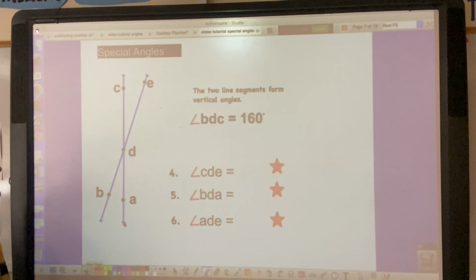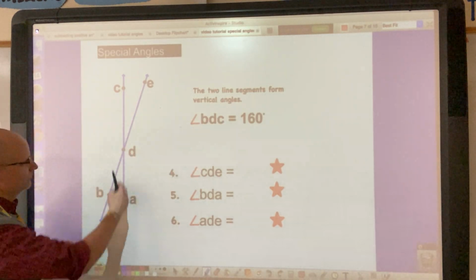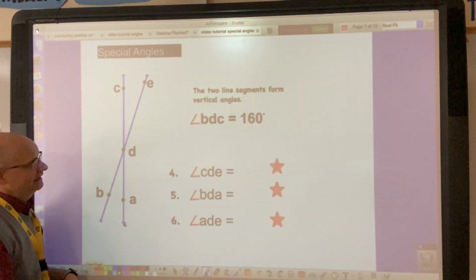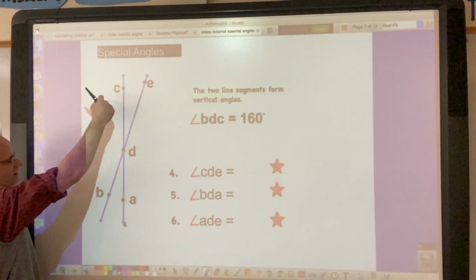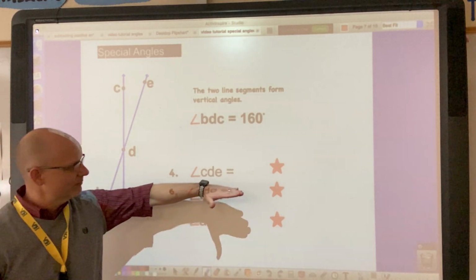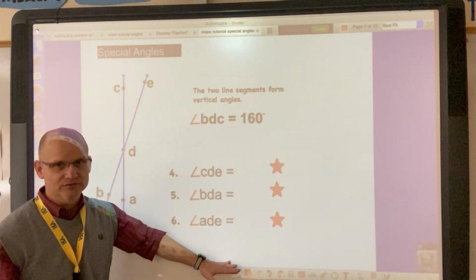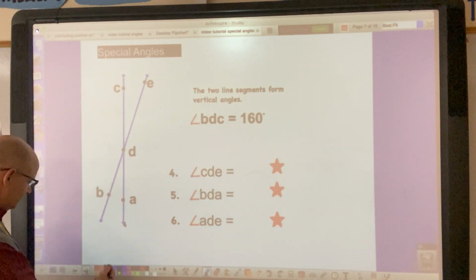And then on the next slide, I tell you that these two line segments form vertical angles. They intersect at a point. And I tell you that this angle, BDC, is 160 degrees. Based on that, you will be able to answer these other three angles. Press pause and do that.